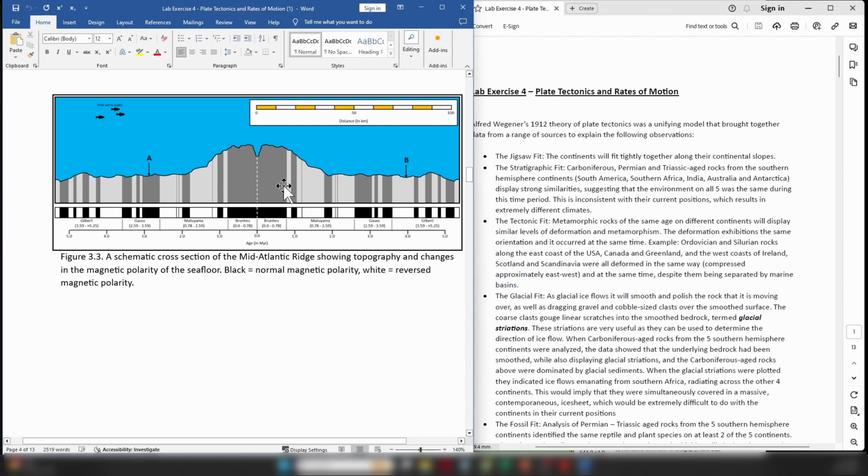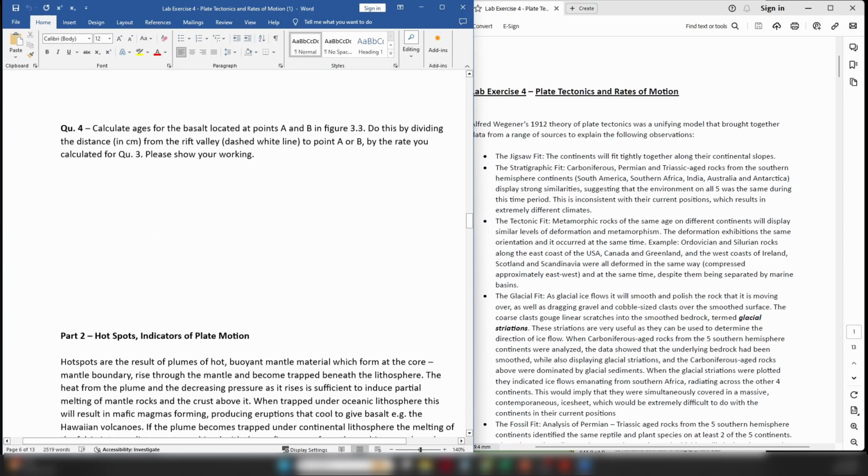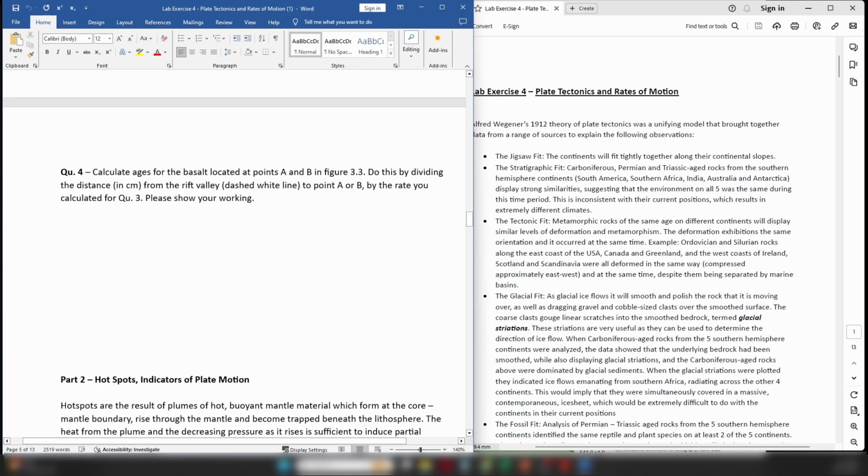Now, the first thing I will say is that when you look at these locations, you can generally guess about where your age should be. So if we look at location A, you can probably say the age is going to be somewhere around maybe 2.8 to 2.9 million years, but you want a more exact number than that. So how are we going to achieve this? Well, it's actually relatively straightforward.